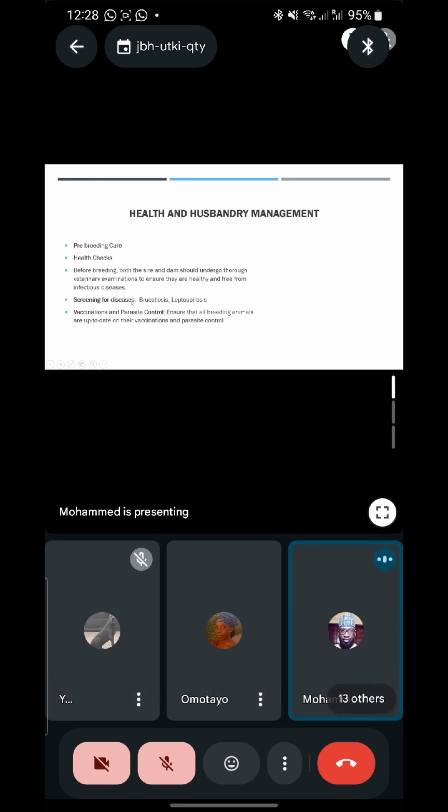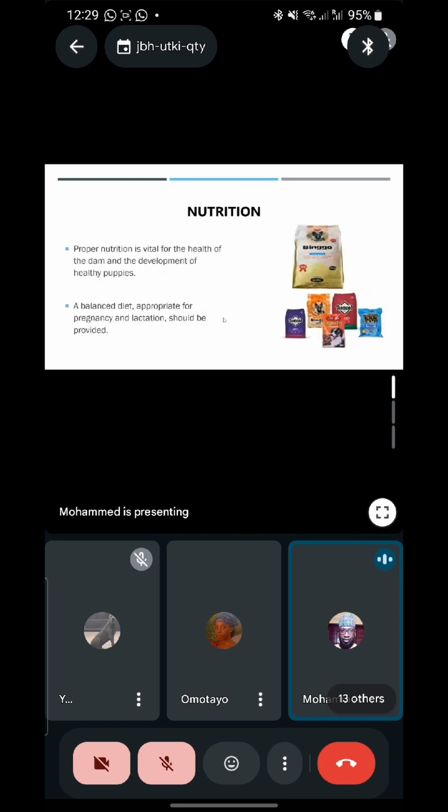Such diseases like brucellosis and leptospirosis are major problems that have caused dog breeders a huge monetary loss. They should also undergo vaccination against common diseases like the DHLPP and rabies. These are very important parts of any breeding preparation. And we should also be able to control parasites in such dogs. Parasites like Babesia, Ehrlichia, which are common problems with dogs. This should be undertaken by the veterinarian.